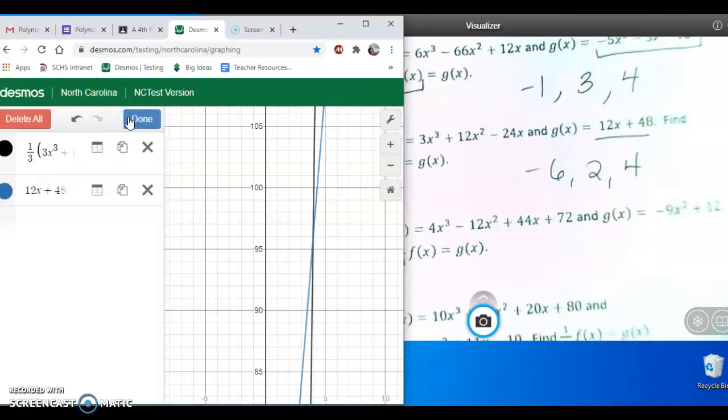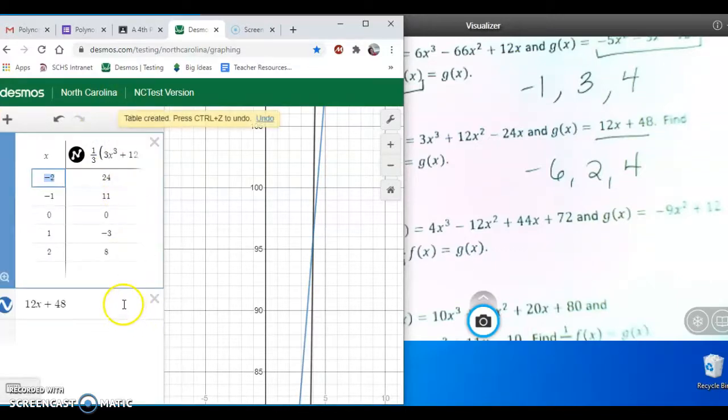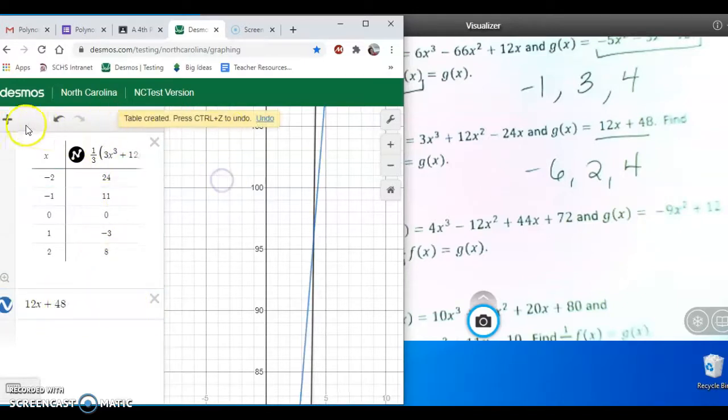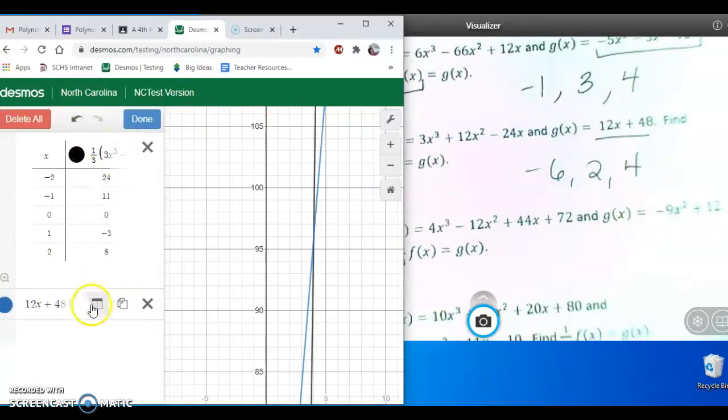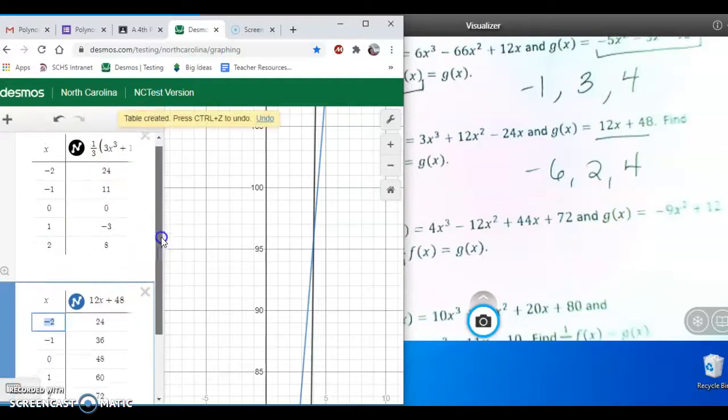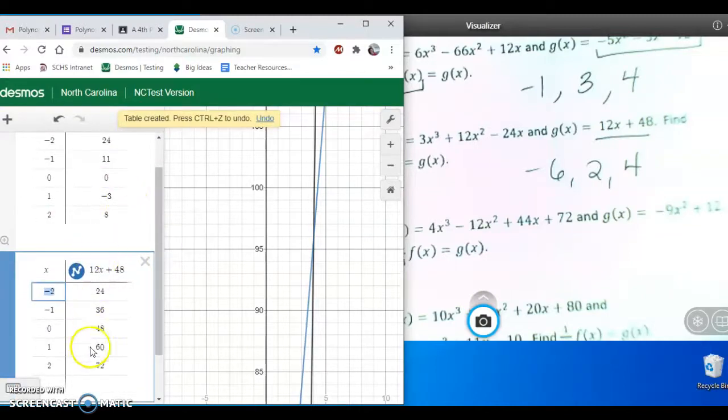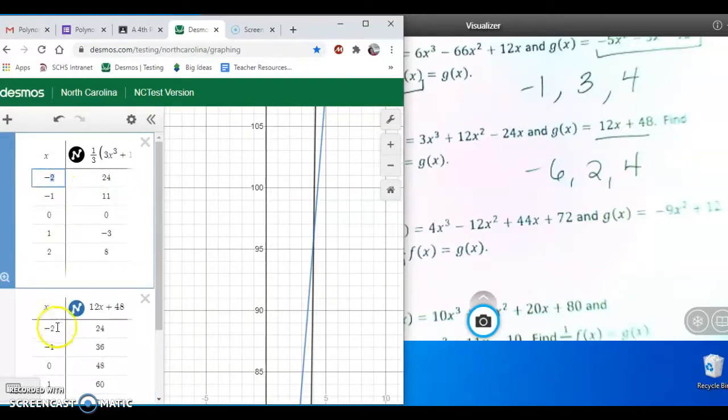If you go to that little thing right there and press table, and if I do the same thing on the other one, it's possible that it's helpful to look at this to see where they have the same y values. I can tell that -2 and -2 are the same. That's another way to check, but I think the graph's easiest if you move back and forth with the graph. Okay?